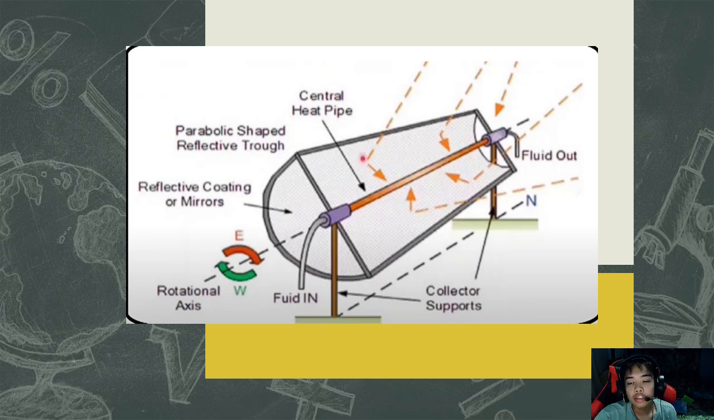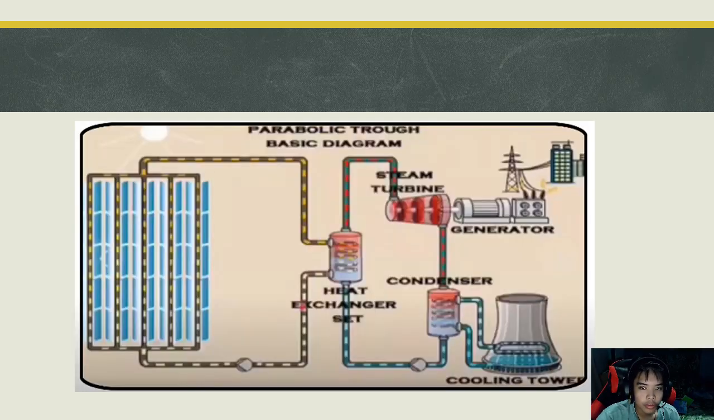So, next is, ito yung mas complicated type or detailed explanation kung paano nangyayari dun sa loob. So, yung fluid out, yung reflection, nandyan na. Plus, yung parabolic shape, reflective trough, reflective coating of mirror. Nakikita natin, ito yung design kung paano itsura ng parabolic trough, tas yung paano umiikot siya, paano nagge-generate ng energy, and everything.